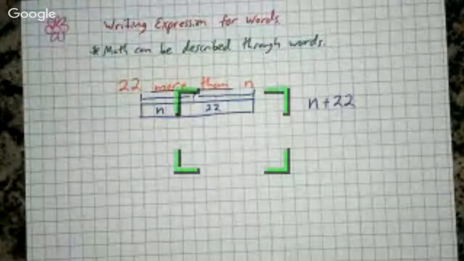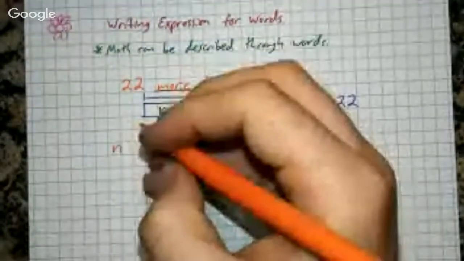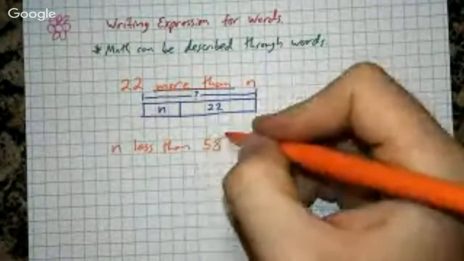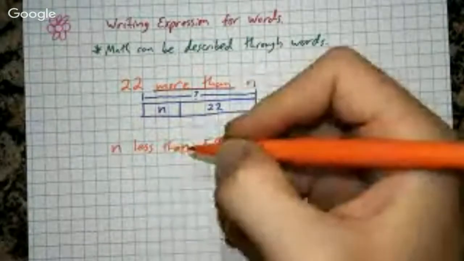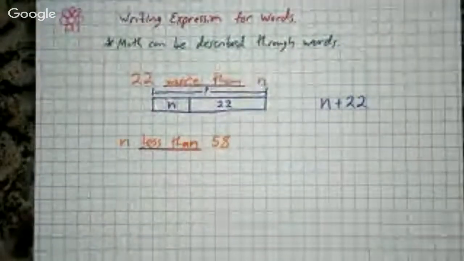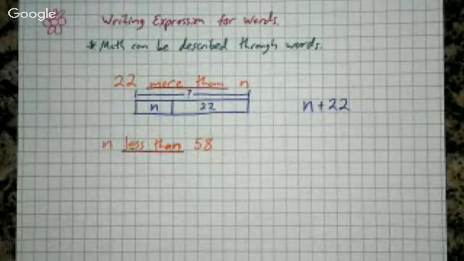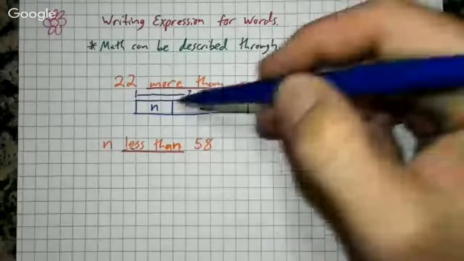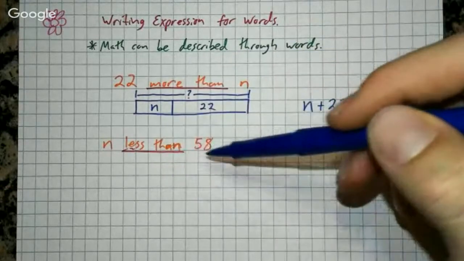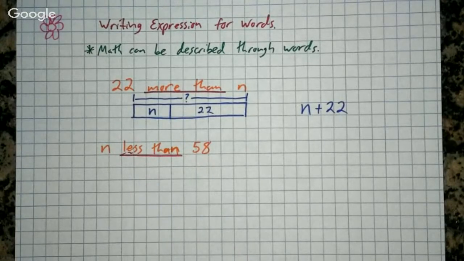Let's look and see at a different one. If it says n less than 58, n less than 58. Now, it's not saying more than, it's saying less than, meaning it's going to be a different operation, subtraction. So on this one, our graphic is not going to look the same as what it looks like right here, because now it's saying n less than 58. That means we have the number 58 and we're having n less than that.